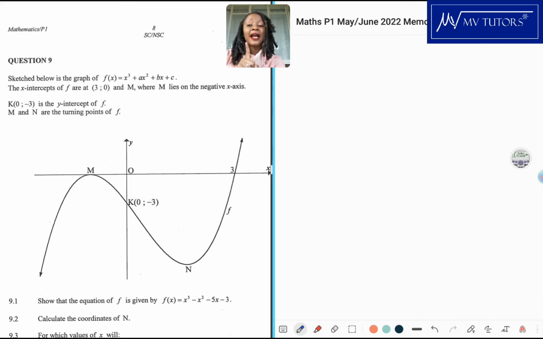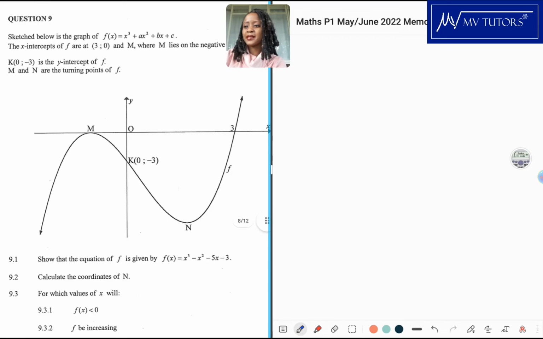I know the sign in front of x cubed is positive. And why is that? Because at the end of this cubic function we have a smiley face. So the coefficient of x cubed has to be positive. Alright, so the x-intercepts of f are at 3, positive 3, and m. So when we have a turning point, we know that we have 2 x values there. Alright, and m lies on the negative x-axis. K, which is the y-intercept, is 0 and negative 3, and then we have m and n, which are turning points of this function f.